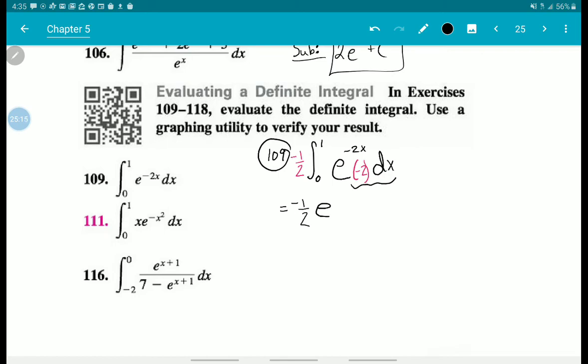And then integrating e to the u is going to be e to the u, and we're going to evaluate from 0 to 1. So we're going to stay in the world of x for this particular problem. So we're going to have negative 1/2, and we're going to substitute that 1 in. If we substitute 1 in, we're going to have a negative e to the negative 2 minus, if we substitute 0 in, it's going to be e to the 0. So negative 1/2 times e to the negative 2 minus 1.